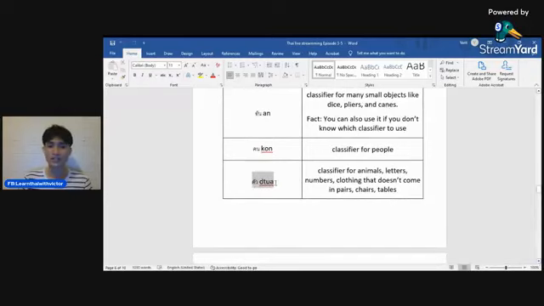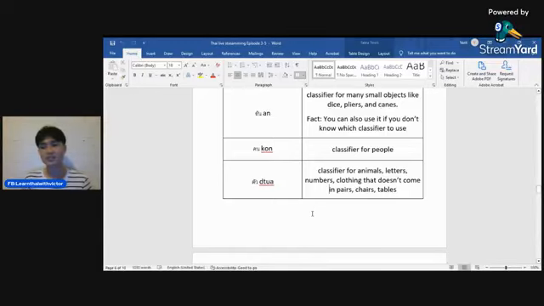Okay, the next one is ตัว. Here, ตัว is a classifier for animals, letters, numbers, ตัวเลข, and clothing that doesn't come in pairs. If it is in pairs, you can say คู่, for example รองเท้าหนึ่งคู่, one pair of shoes. For chairs and tables, if it is a set, โต๊ะสองตัว. Okay, it is different from the word for pairs.